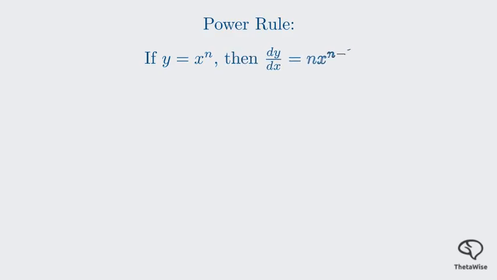Let's begin by quickly revising the 3 main rules we'll be using. First up is the power rule. It states that if your function y is equal to x raised to the power of n, then its derivative, dy/dx, is n times x raised to the power of n minus 1. This rule is used for finding the derivative of any term that is a variable raised to a constant power.